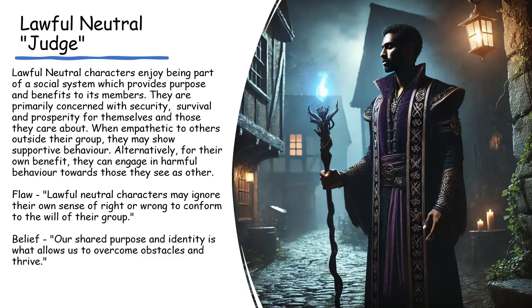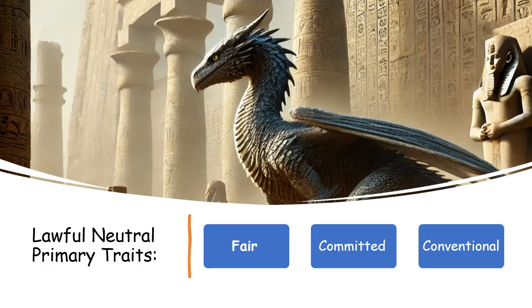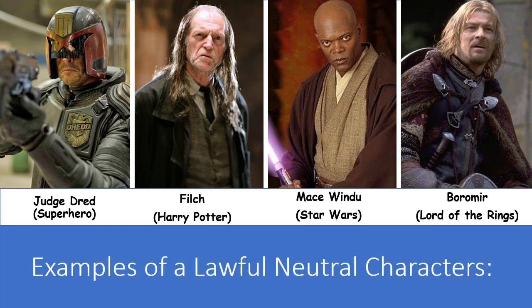Flaw: lawful neutral characters may ignore their own sense of right or wrong to conform to the will of their group. Belief: our shared purpose and identity is what allows us to overcome obstacles and thrive. Lawful neutral primary traits are fair, committed, and conventional. Examples of lawful neutral characters are Judge Dredd, Filch, Mace Windu, and Boromir.